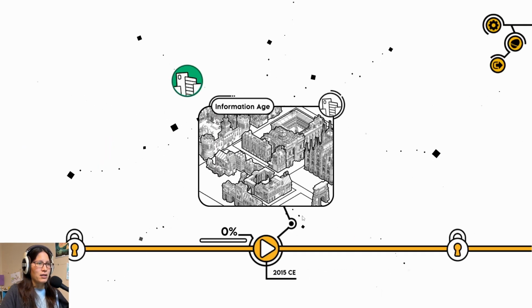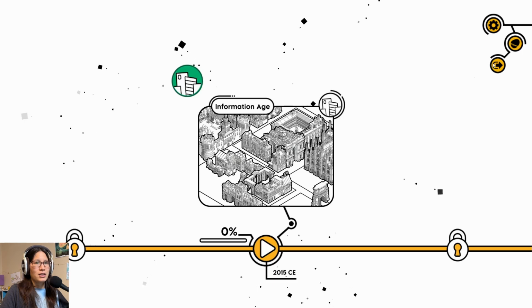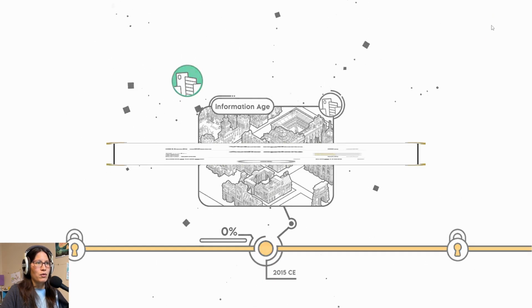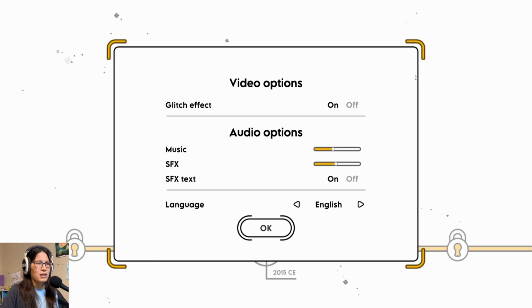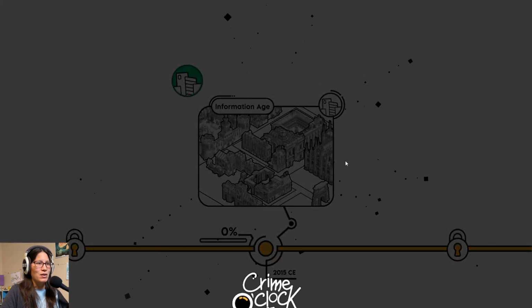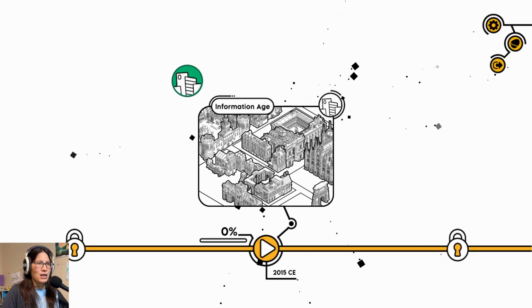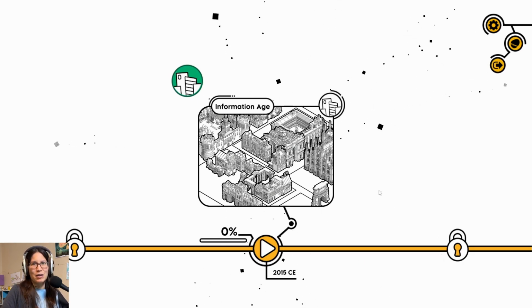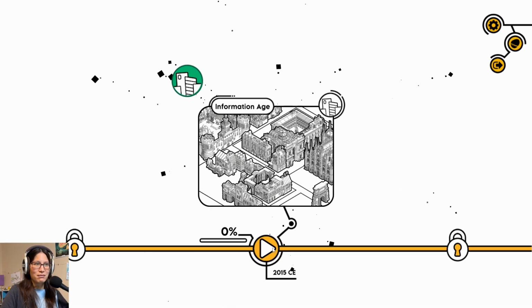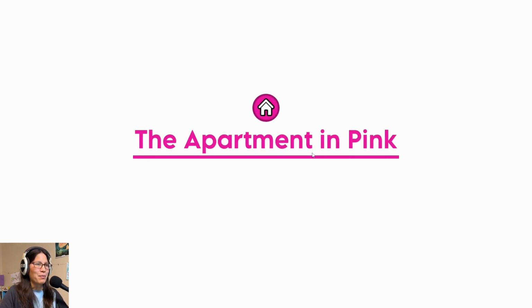Alright. Information age. So I had skipped the first part before. Let's see. I can't get to the settings. What is this? What does this mean? Oh, okay. But it had like a little thing that said, hi, I'm some AI or something. So it told me what the story was. Alright, the apartment in pink.